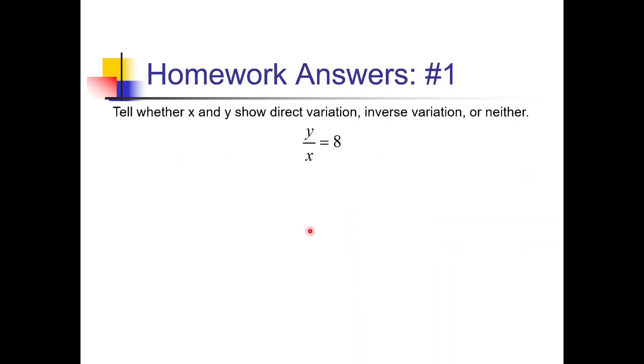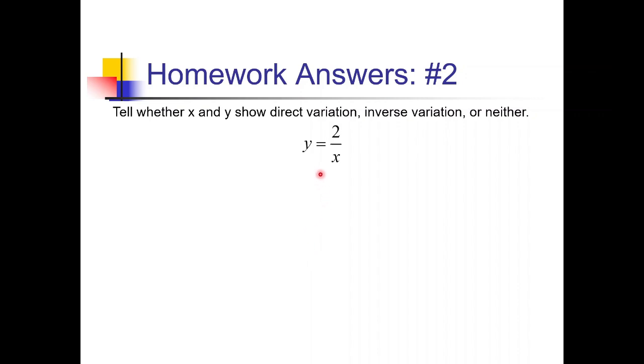For the first few problems, they want us to tell whether the x and the y in the problem show direct variation, inverse variation, or neither. So for all of these, we're going to isolate y and see what kind of form we can put it in. To get y by itself in this particular problem, we're just going to multiply x by both sides. So that gives us y equals 8x. And this is in the form y equals ax, so this is a direct variation form.